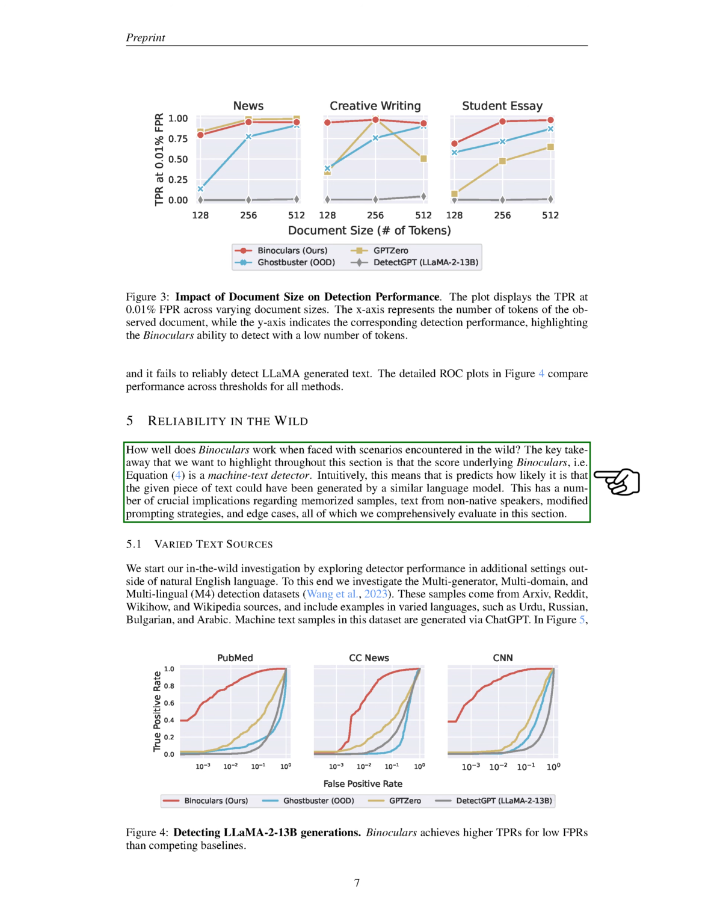First, let's look at how Binoculars performs with different types of text sources. We tested it on a variety of settings beyond natural English language, using the multi-generator, multi-domain, and multilingual M4 detection datasets. These datasets include samples from sources like arXiv, Reddit, WikiHow, and Wikipedia, and in various languages like Urdu, Russian, Bulgarian, and Arabic. The machine text samples in this dataset were generated using ChatGPT.